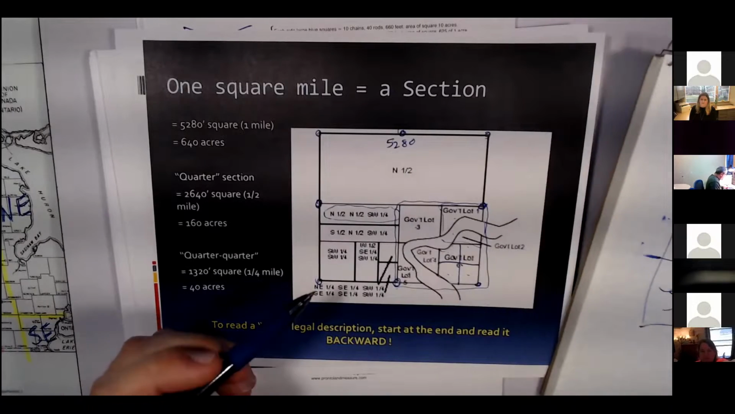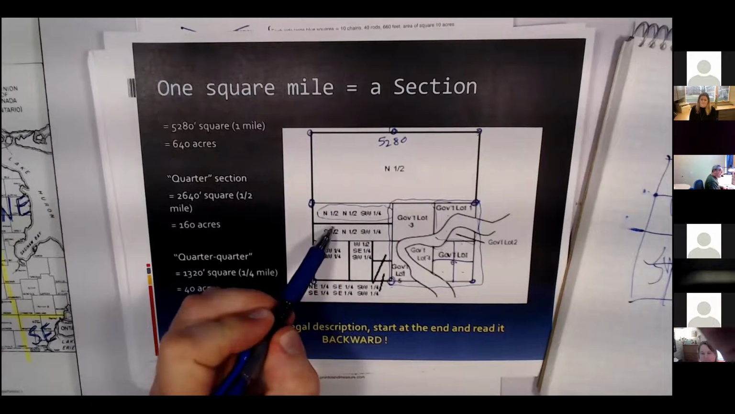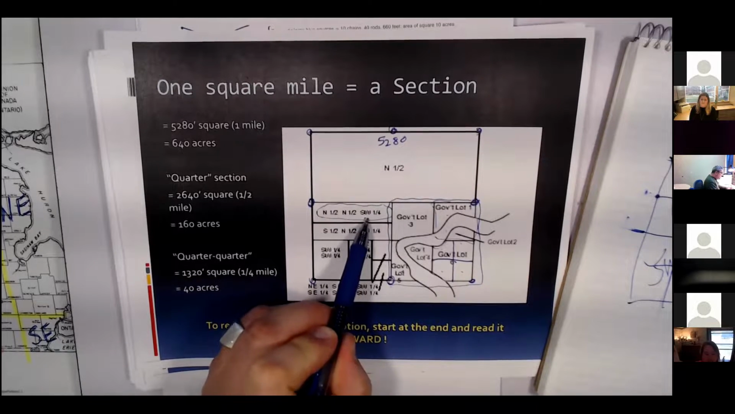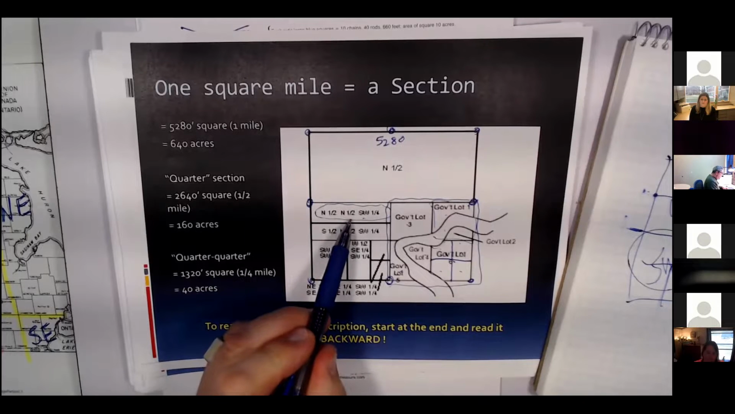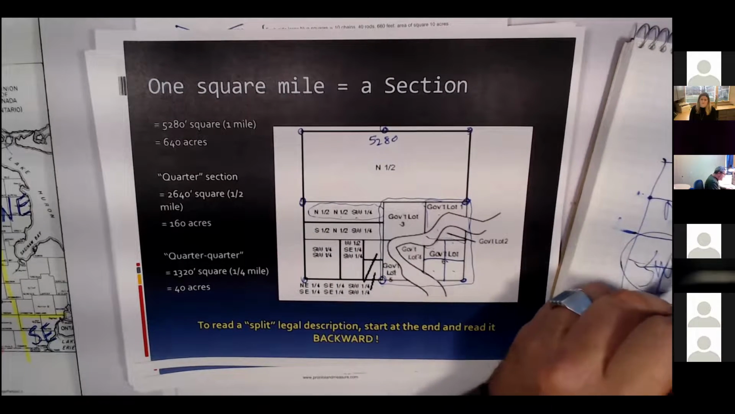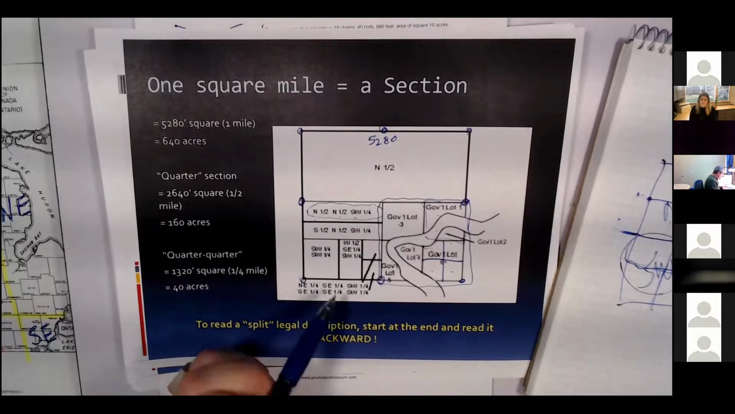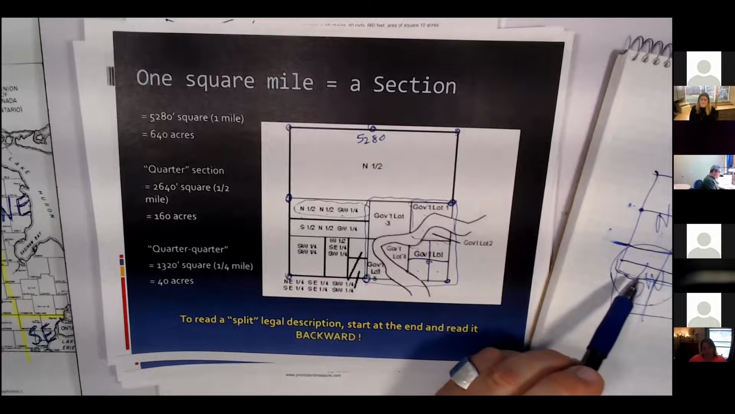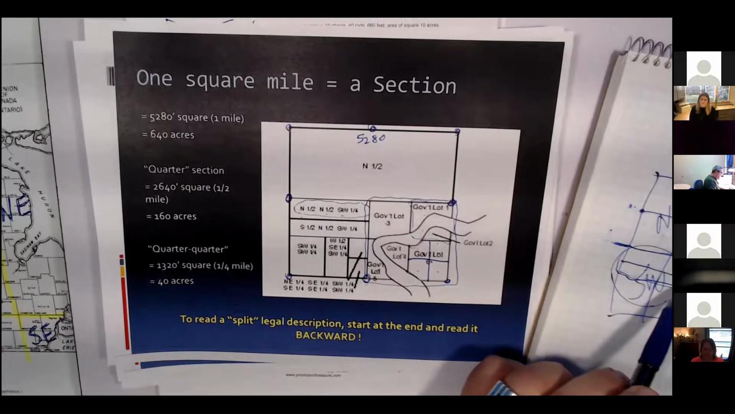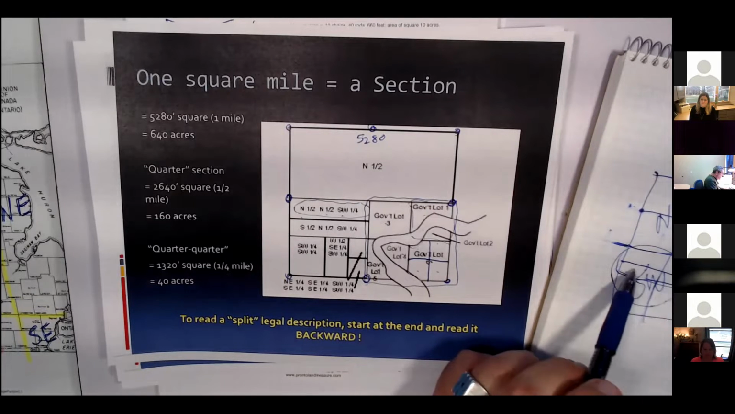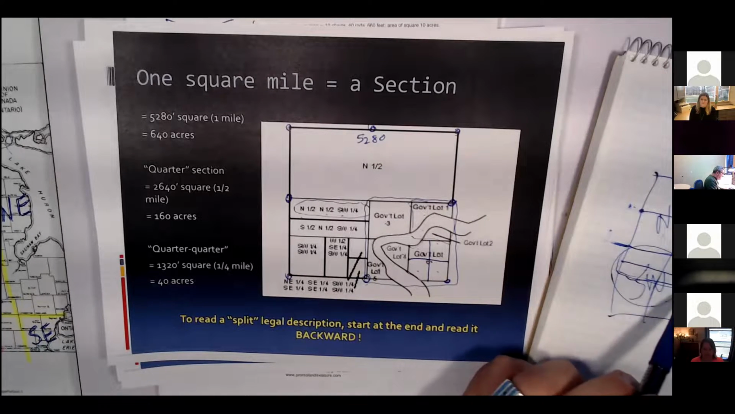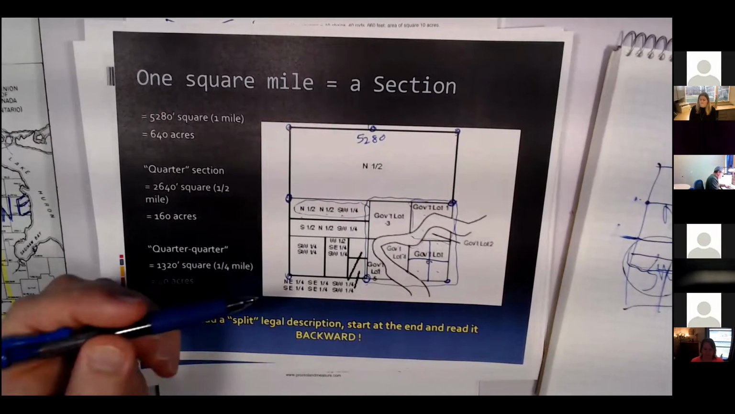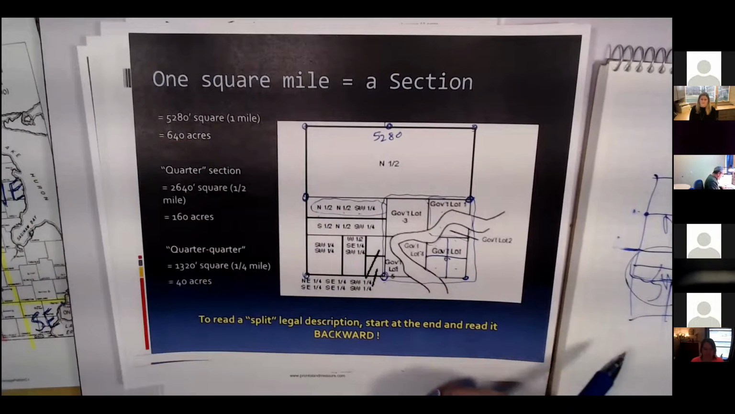Now, the way that you read these descriptions like this is from the back end. You're going to take a look at this. You're going to know that it's in the southwest quarter, which is here. It's going to be the north half, which puts you north of this line in the southwest quarter, and then it's the north half of that. So because this is 40 acres and that's 40 acres, and you're dealing with the north half of, so that's 80 acres, you're dealing with the north half, that's going to give you 20 acres. So that's how you read these descriptions, is from the back.